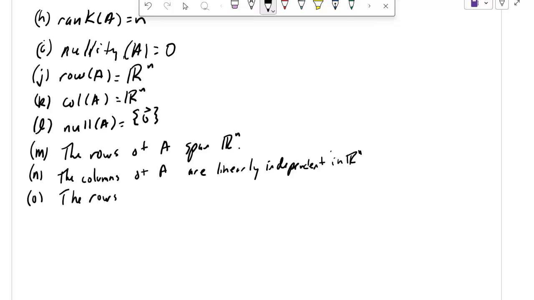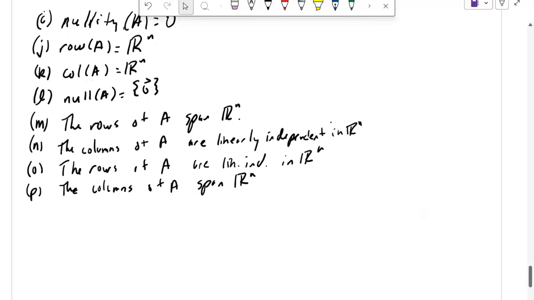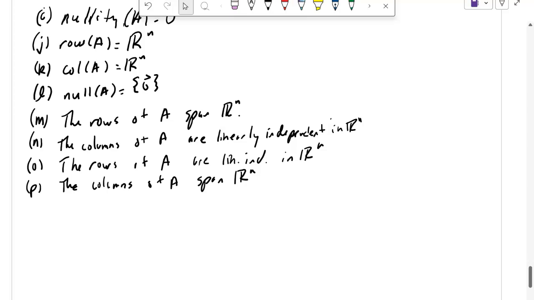The rows of A are linearly independent, and the columns of A span Rn. Because again, it's a size argument, right? If the dimension is n, and you have a set of size n that spans, that's the smallest possible spanning set. It must also be linearly independent at the same time, and vice versa.